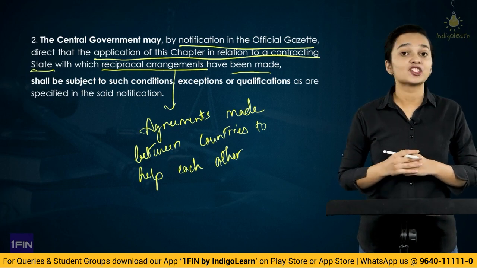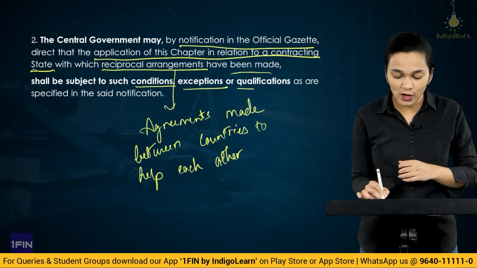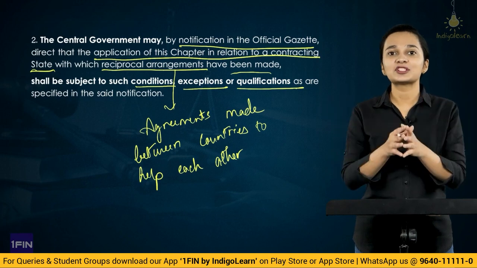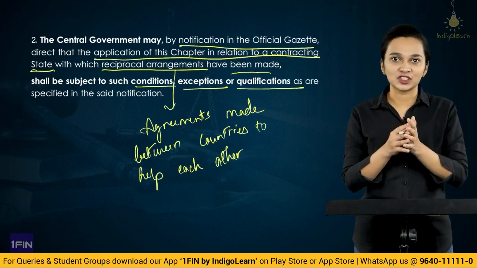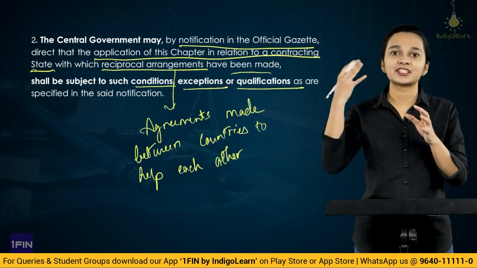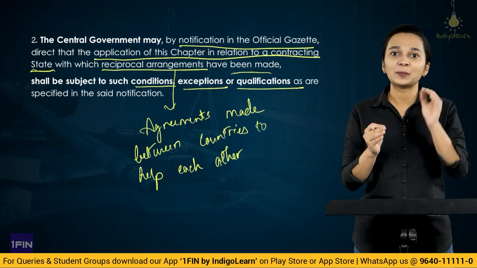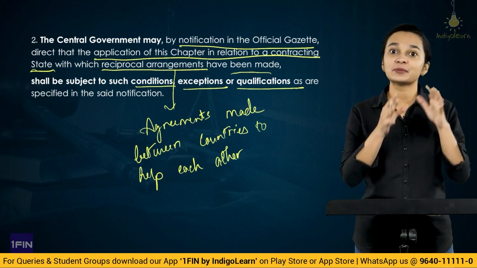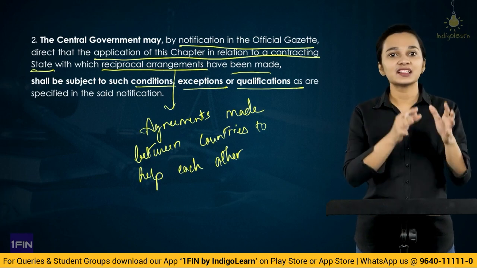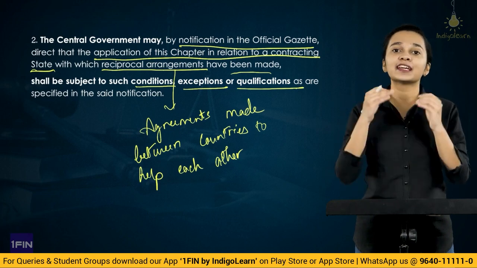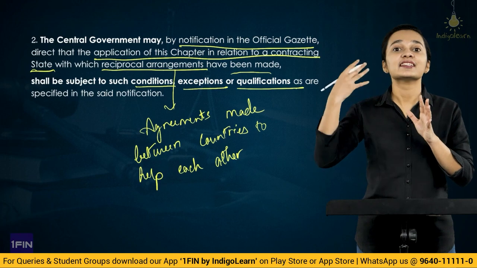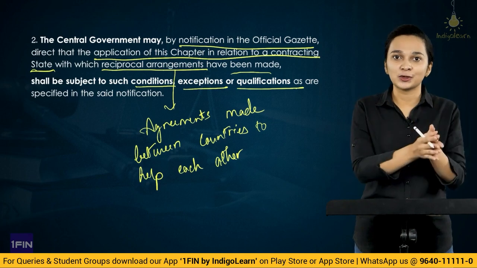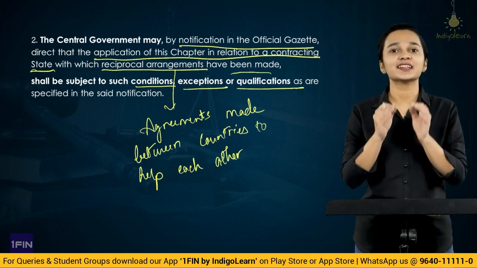Reciprocal arrangements that have been made shall be subject to such conditions, exceptions or qualifications as are specified in the notification. So as we've already understood, the agreements which are made between countries may be subject to certain terms and conditions. So all those terms and conditions shall also be specified in a notification which is made by the central government in the official gazette. So what does section 46 talk of? First we have understood what is the purpose with which an agreement is made. And once an agreement is made, for the purpose of application of the agreement, if there are certain terms and conditions, certain qualifications, then all of those terms and conditions, qualifications shall be stated in a notification which is made by the central government in the official gazette.